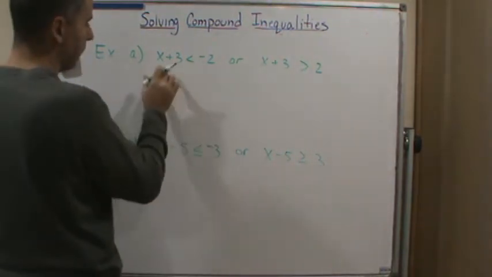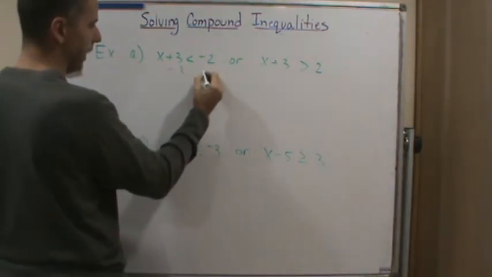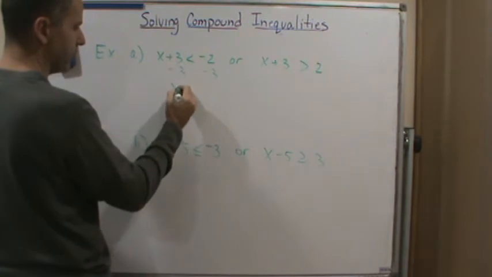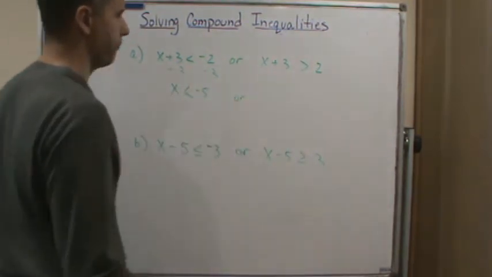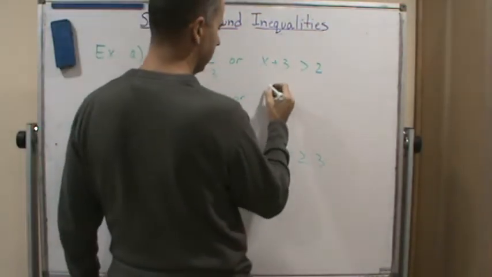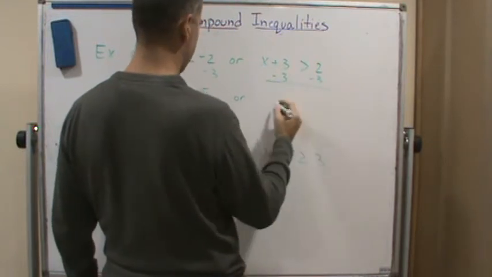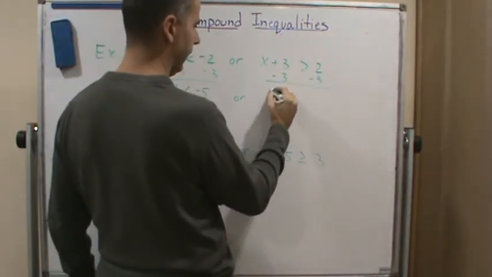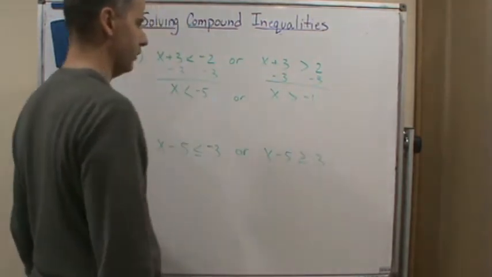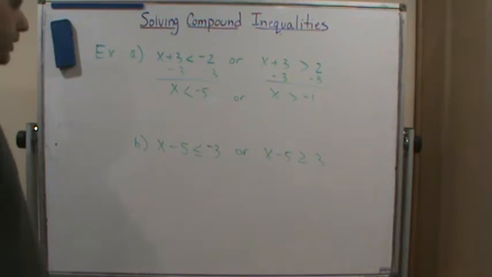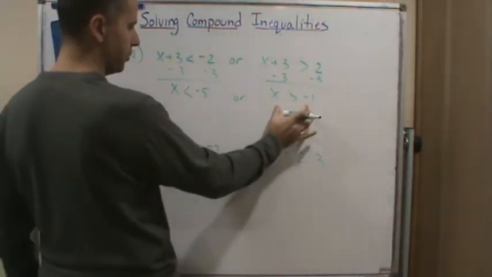Okay, so we're going to subtract 3 from both sides. And in this case, we get x is less than negative 5, or we get what? Subtract 3 again, and we get x is greater than negative 1. So what does this mean? It's going to be the union of these two sets.